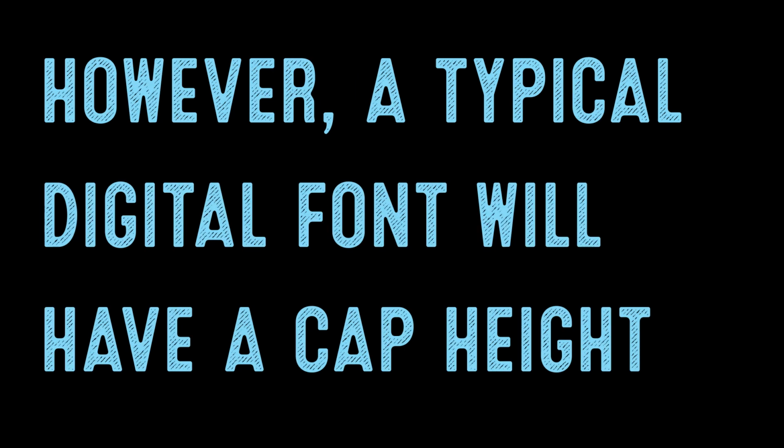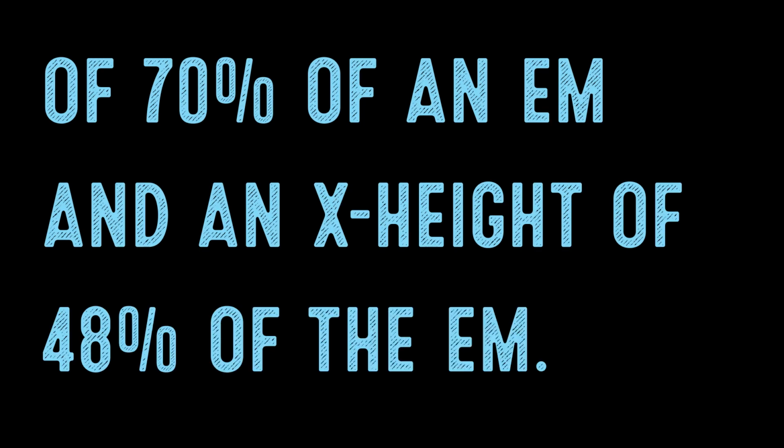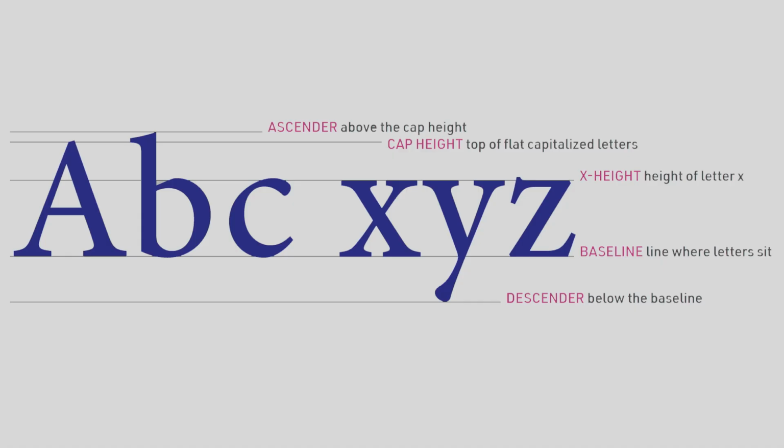However, a typical digital font will have a cap height of 70% of an M and an X height of 48% of the M. This is a reminder of the typographic terms described. If we take a font and set it on a baseline, the cap height is the distance between the baseline and the top of the capitalized letters. Letters with ascenders, such as a lowercase b, will have a height that extends above the cap height, while letters with descenders, like a lowercase y, will descend below the baseline.